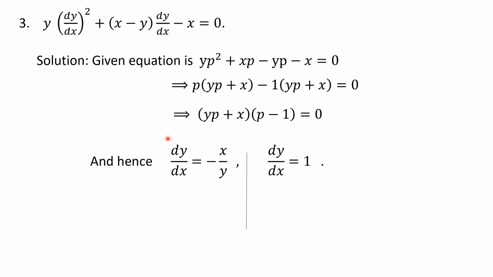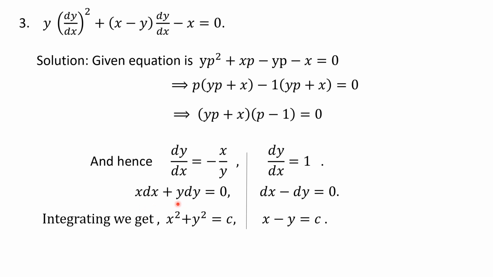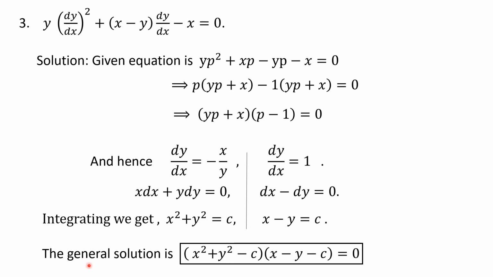So we have an ODE dy by dx equal to minus x by y. Similarly, p is equal to 1, that is dy by dx equal to 1. So I have y dy and minus x dx. Take it to one side. So it is x dx plus y dy equal to 0, and here it is dx minus dy equal to 0. Solving, we integrate on both sides. This gives x square by 2 plus y square by 2 equal to c, or x square plus y square equal to c. Here it is x minus y equal to c. So take the product. So we get the general solution as x square plus y square minus c into x minus y minus c equal to 0.